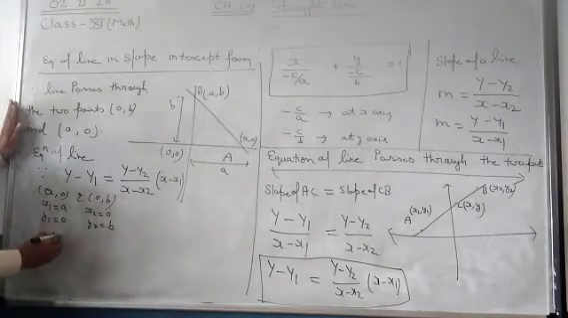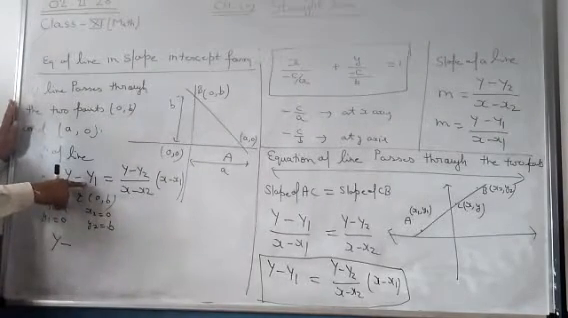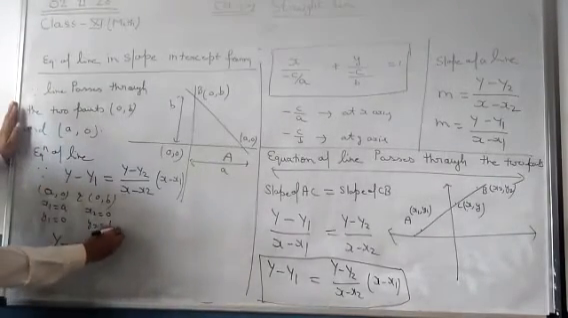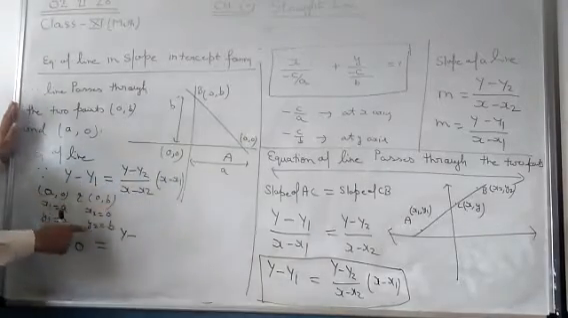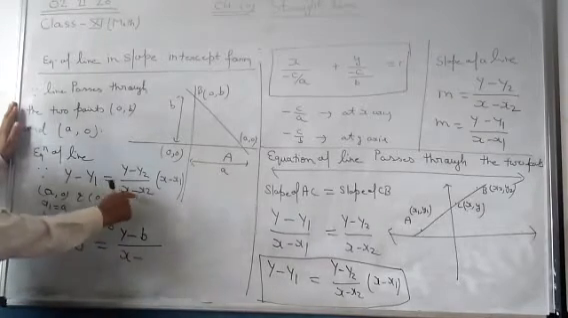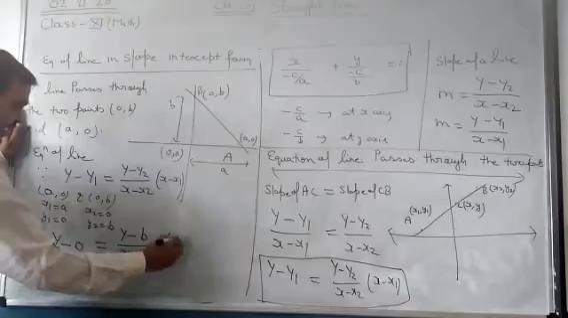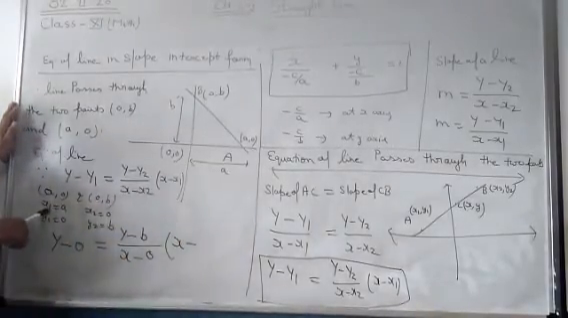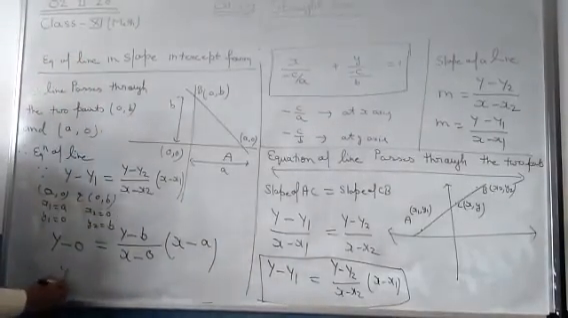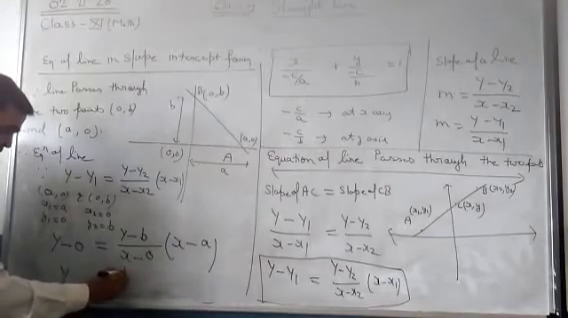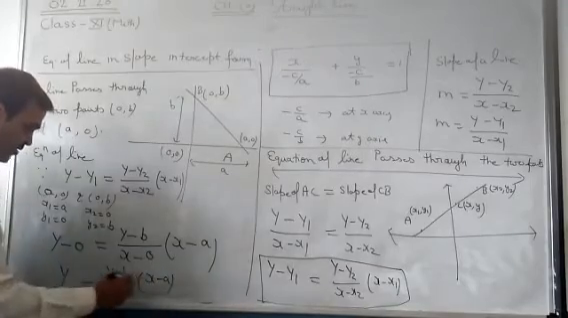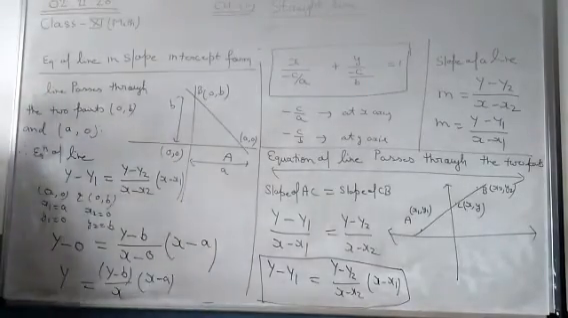So we have y minus y1, and y1 is 0, equals y minus y2, where y2 is given as b, so y minus b upon x minus x2, where x2 is 0, and x minus x1, where x1 is a. This will be y equals (y minus b) upon x, in brackets x minus a.